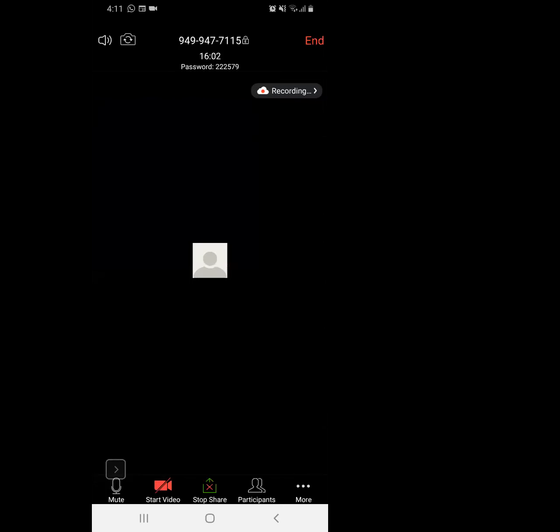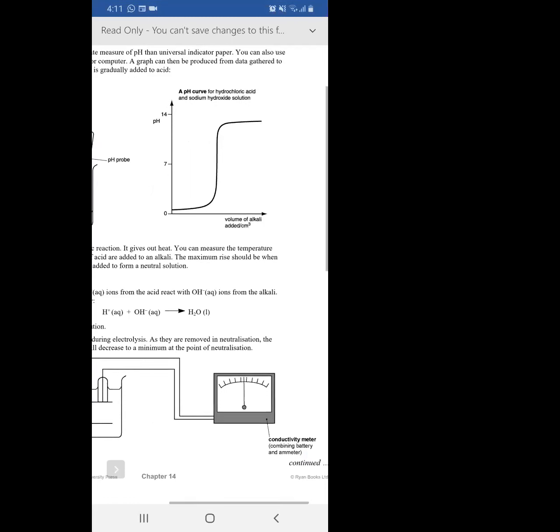Going back to my picture, I don't know what this volume of alkali is, but in the middle of the graph, you can see there is a vertical rise in the pH. That shows that's when the neutralization reaction has completed. Okay, and so the pH has risen dramatically. Why? Because now no more hydrogen ions are left to react with the hydroxide ions to give you the neutral water.